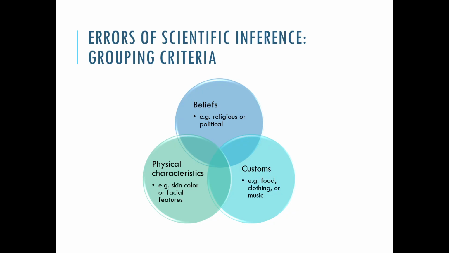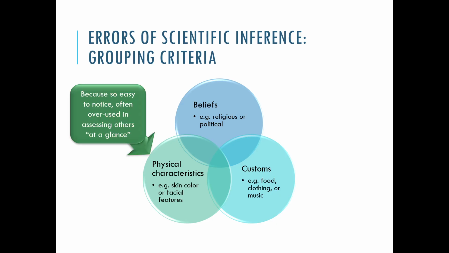When we group people based on one, or maybe a couple, maybe one belief, one custom, and one physical characteristic, we group them into one group based on sharing those or something like that. We can end up drawing incorrect inferences because our grouping criteria was faulty.